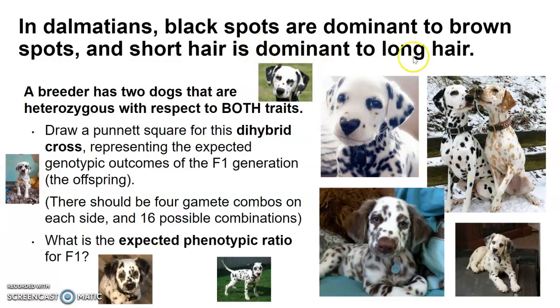Short hair is also dominant to long hair. So again, this is a long-haired Dalmatian, and that requires 2 recessive alleles, sorry. A breeder has 2 dogs that are heterozygous with respect to both traits.